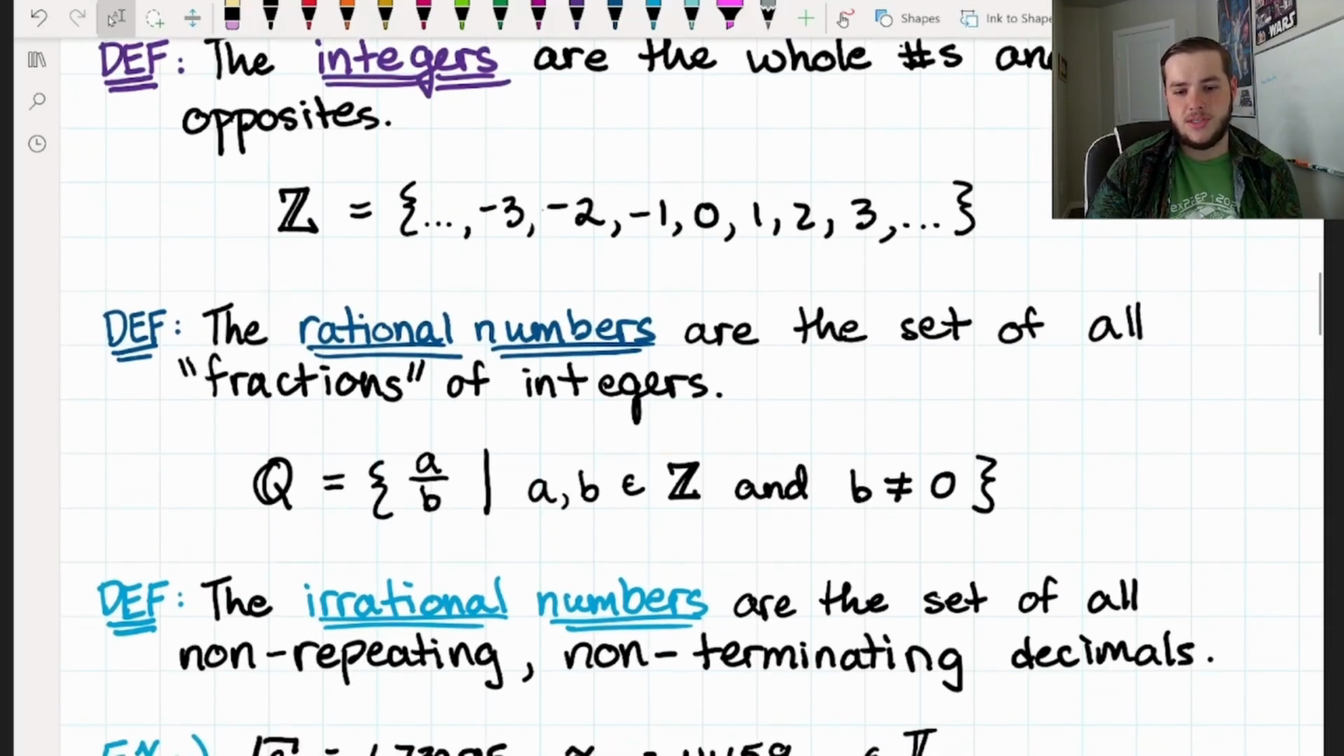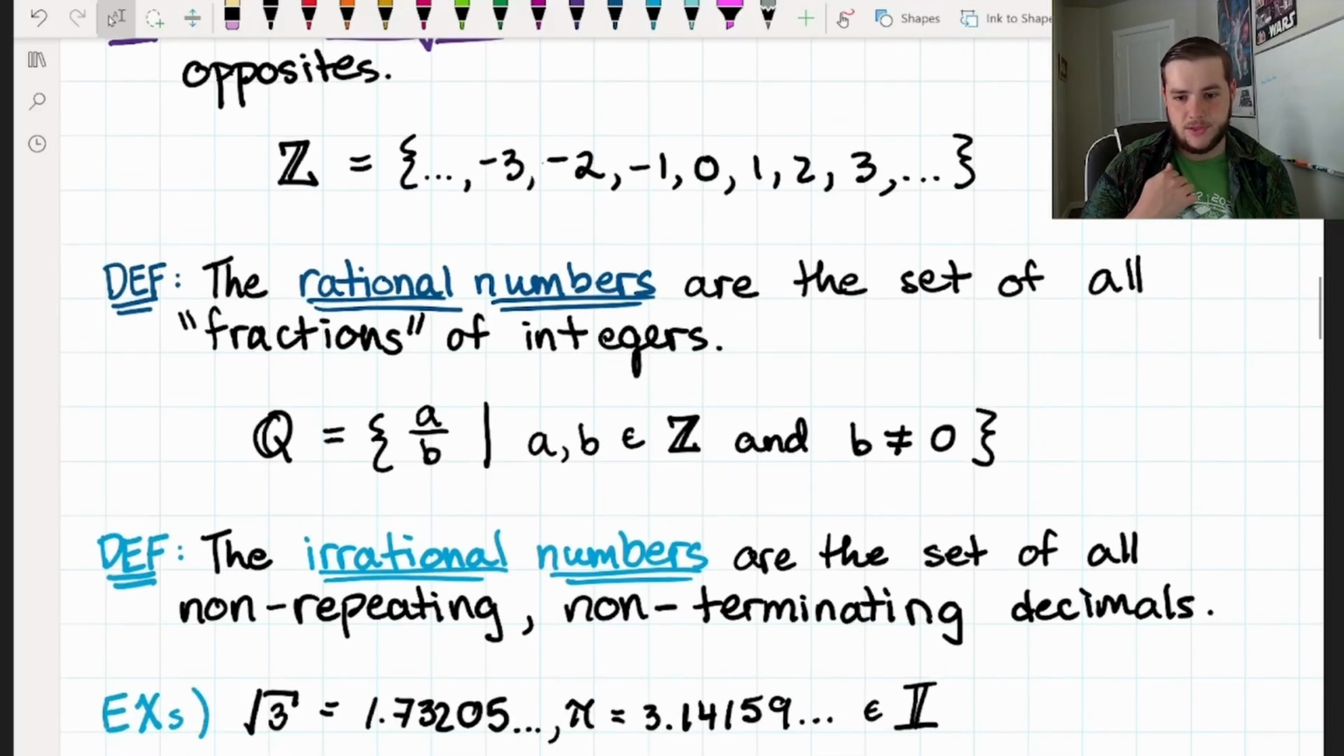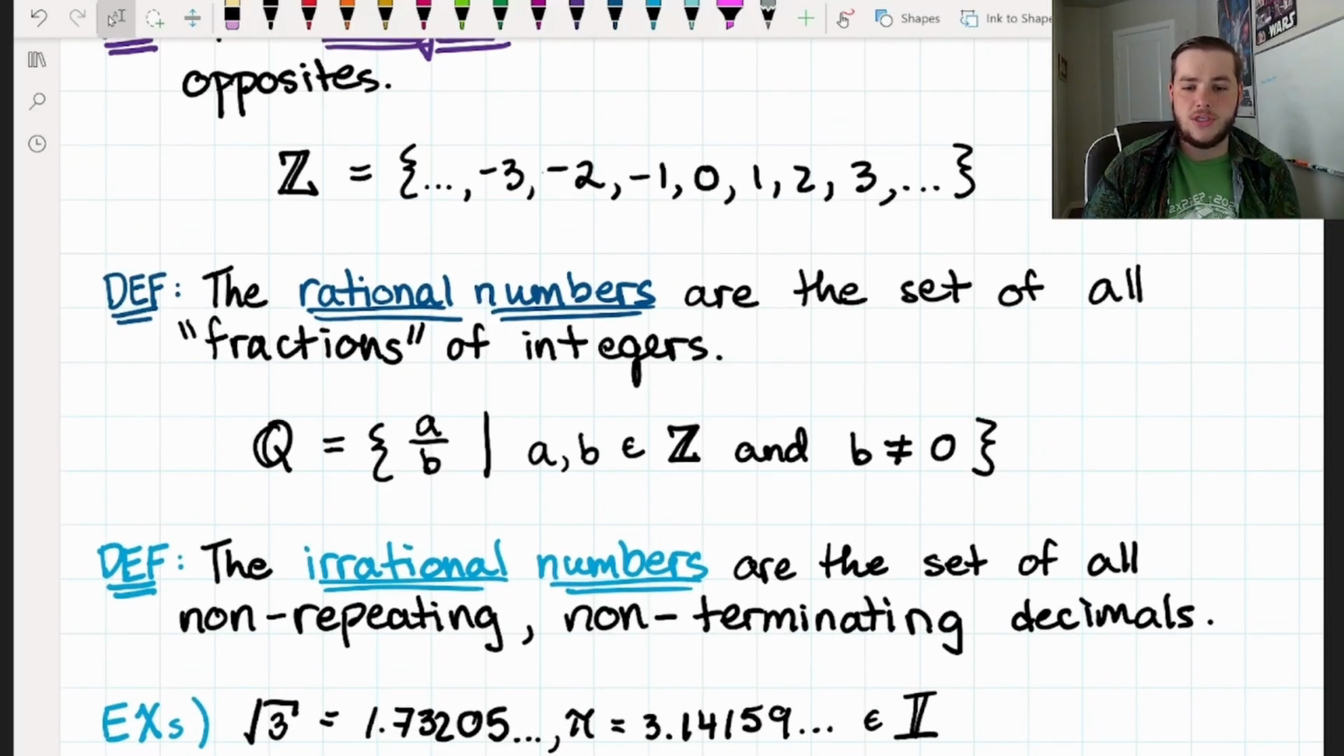Irrationals are numbers that are non-repeating and non-terminating decimals, right? So those are things like the square root of 3, which is 1.73205, and so on. There is no pattern that repeats there. Perhaps the most famous irrational number of all time is pi, 3.14159, and so on. Right? And some people use a double-barred capital I to denote the irrational numbers.